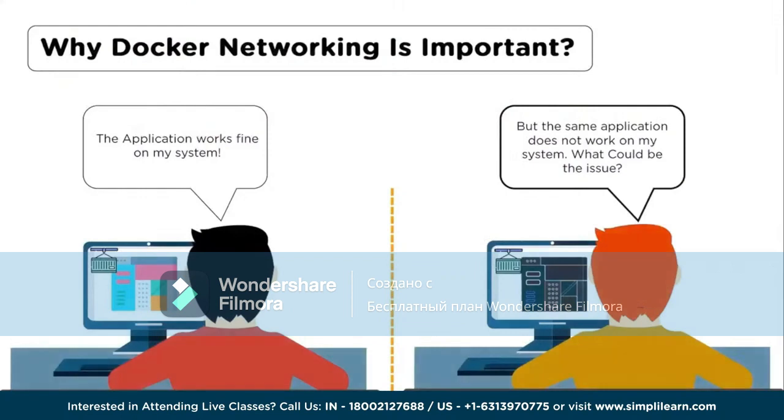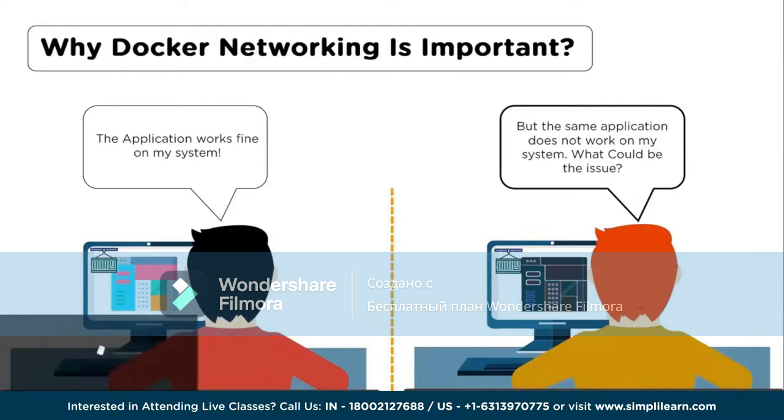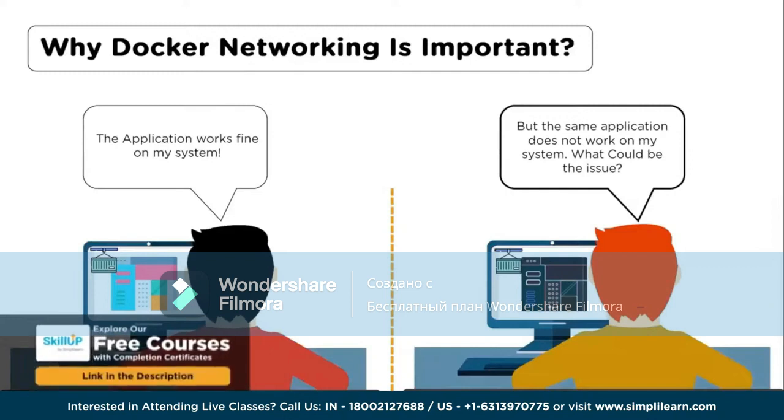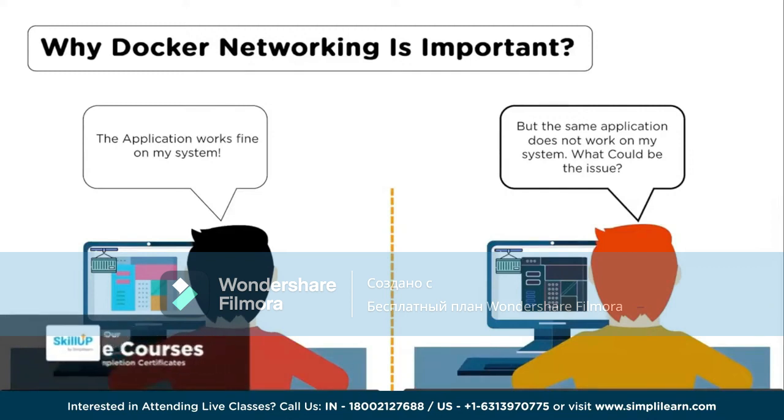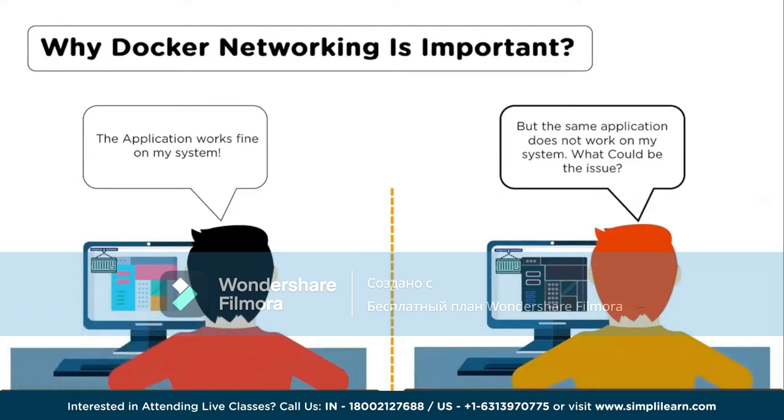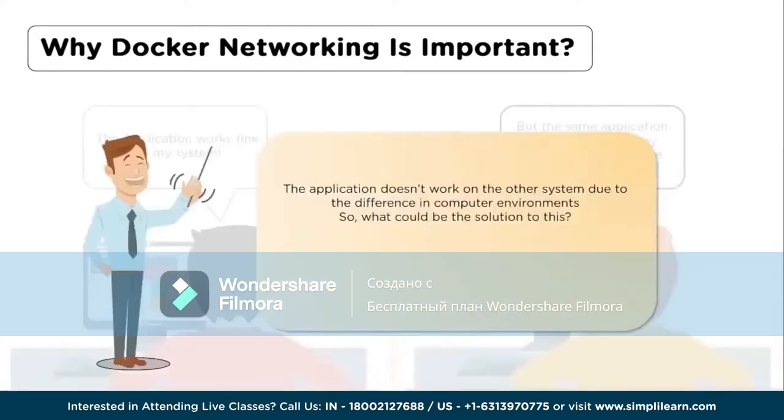Why exactly is Docker networking important? Let's talk about a scenario. My application works perfectly fine on my system, and there are no issues. I ran it, I got the response, and I'm able to interact with everything. But the same application does not work on another person's system. Now what could be the issue, because it's working on one machine and not on another?